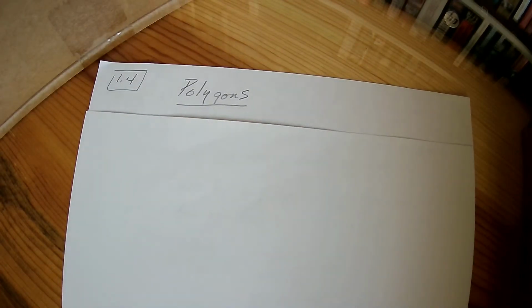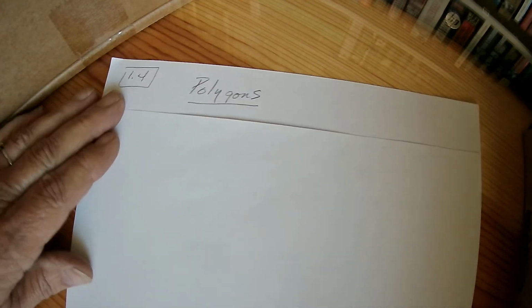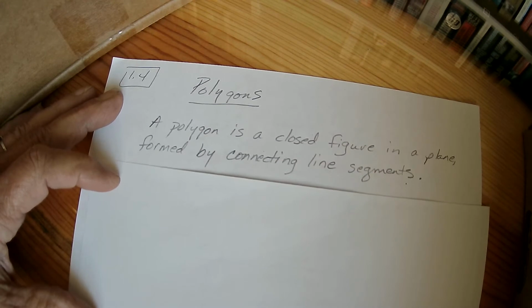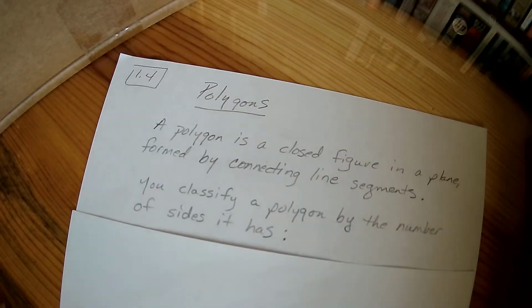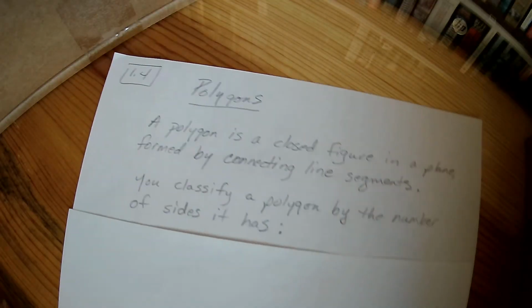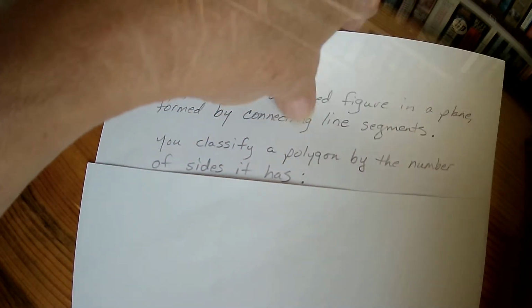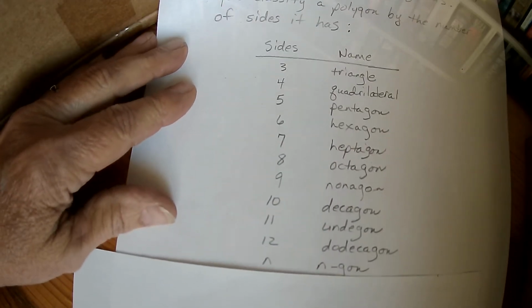Okay, we're ready for 1.4, geometry, and this section is on polygons. A polygon is a closed figure in a plane formed by connecting line segments. And you classify a polygon by the number of sides it has. Most of these you already know. Out here, some of these might be kind of obscure that you've never heard of.